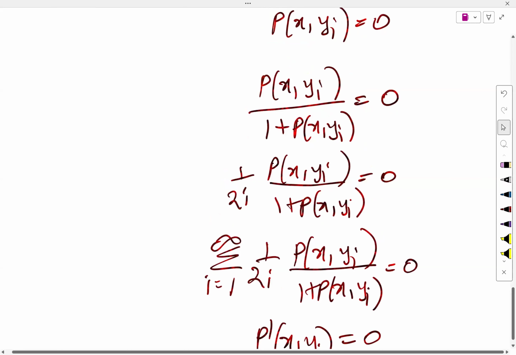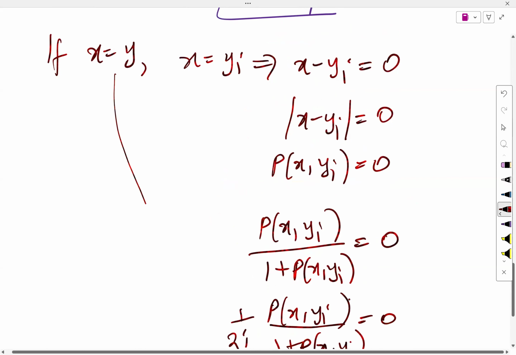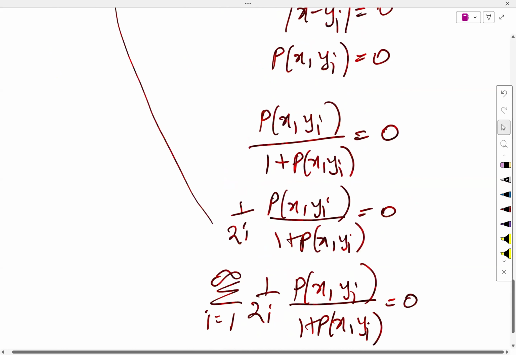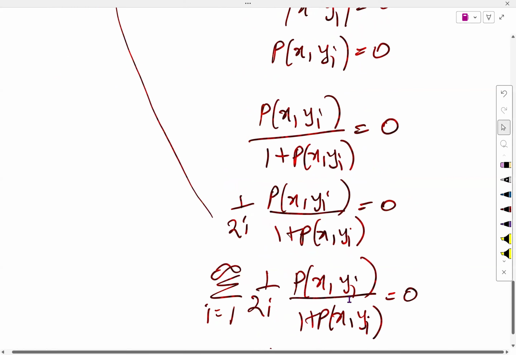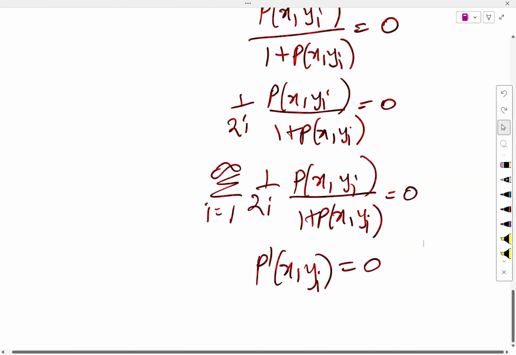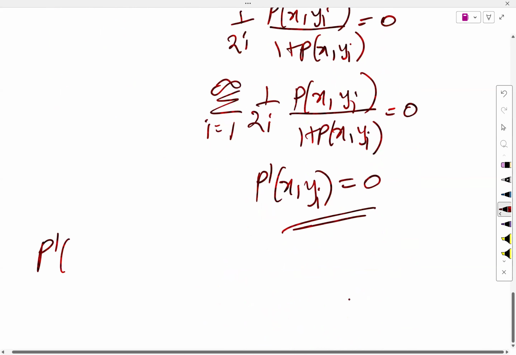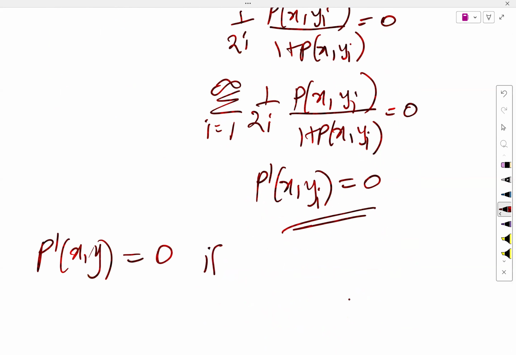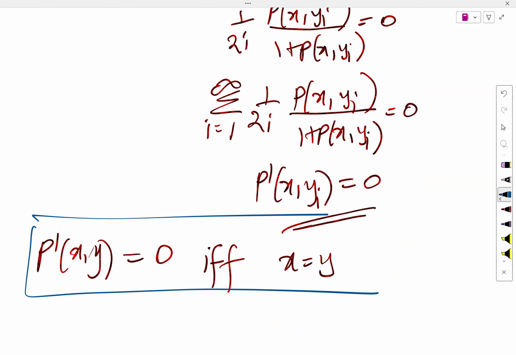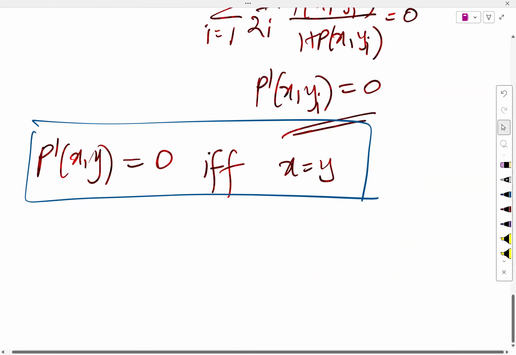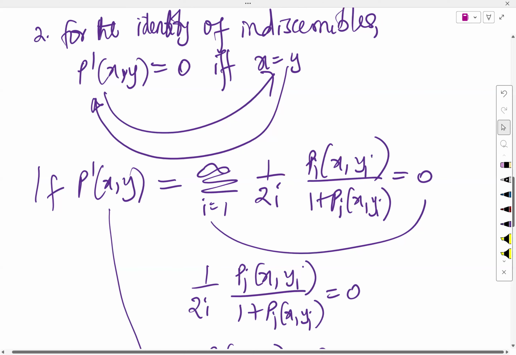So finally, this is p prime of x comma y, and that is 0. So if you start from x equals y, you can prove it in both directions, right? That's what this is about. So with this now, we can say that p prime of x comma y is equal to 0 if and only if x is equal to y. So that's what we expected to do here. So that's the second thing we're proving.